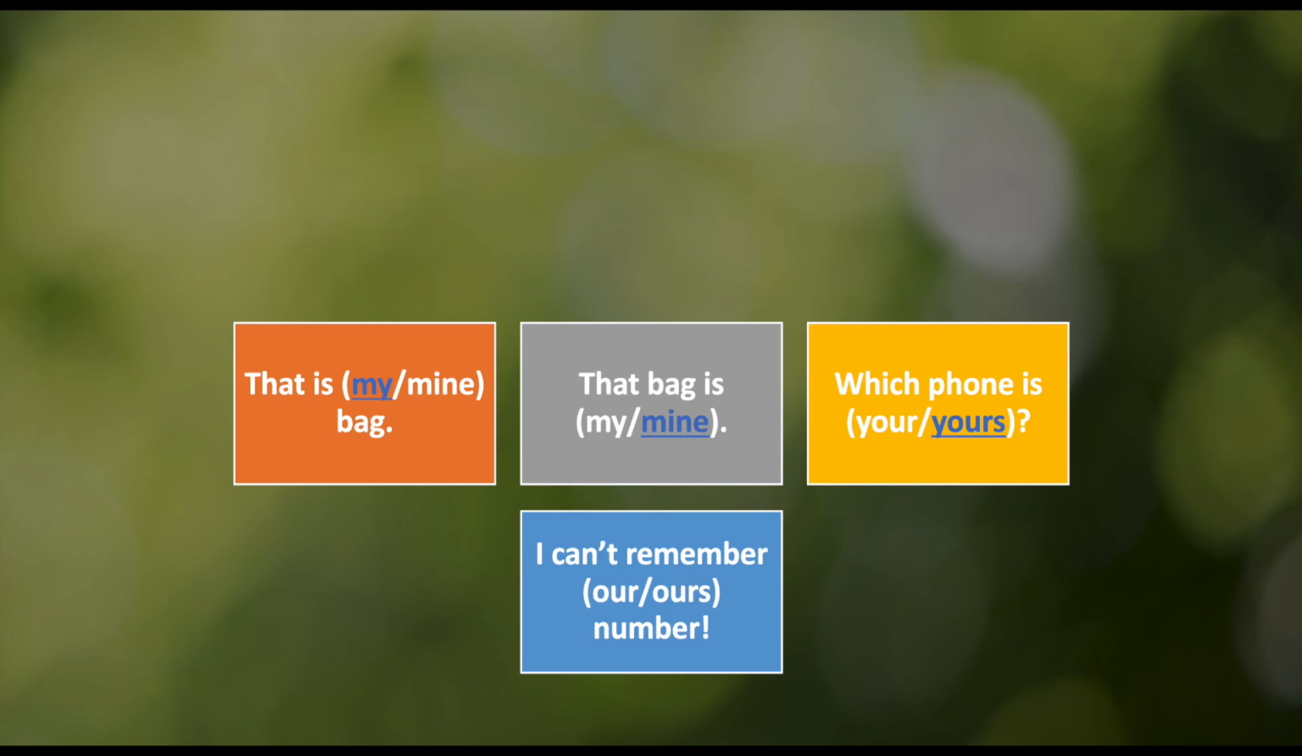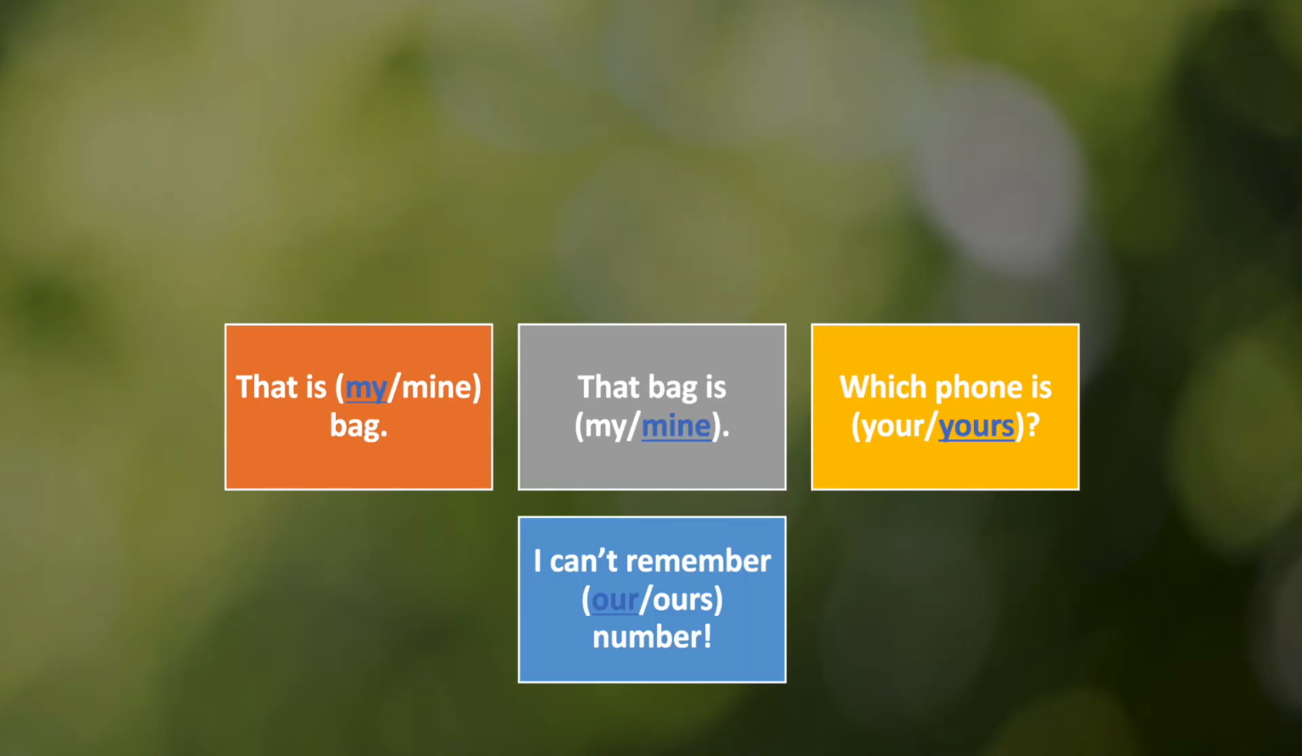I can't remember our or ours number. So here, my noun is number. And the pronoun comes before the noun. So I know it should be the dependent pronoun, which is our. There you go. I did it again. I said our pronoun and I used a possessive pronoun.